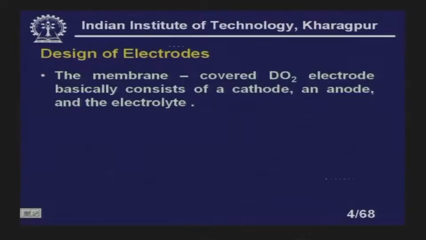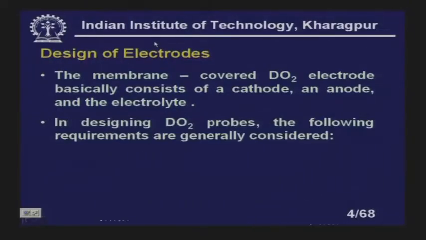Design of electrodes. The membrane covered DO2 electrodes basically consist of a cathode, an anode, and an electrolyte. It is basically a probe like a pH probe, so it has the same thing. We have a DO2 electrode, a cathode, an anode, and the electrolyte. One thing we are missing here is the membrane. The electrolyte is most important, as I told you. So, there will be 3 parts: one will be the cathode, one will be the anode, and another will be the electrolyte. Also there will be a membrane.